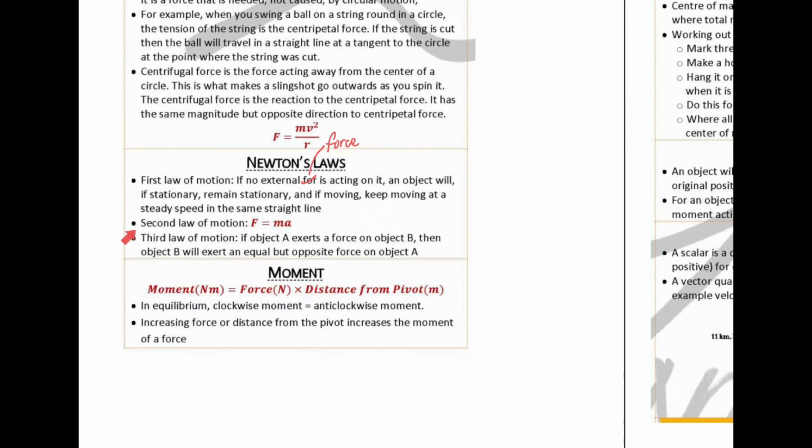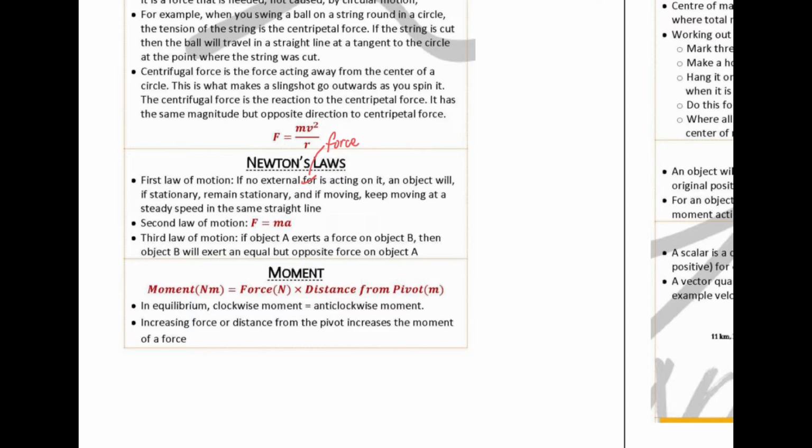Now the second law of motion is about F equals ma. This one we discussed a few times already, where F is the resultant force, m is the mass, and a is the acceleration. So the second law is about this formula. Of course, you may also see this second law of motion in words sometimes. Okay, let's take a look at what kind of words I mean here.